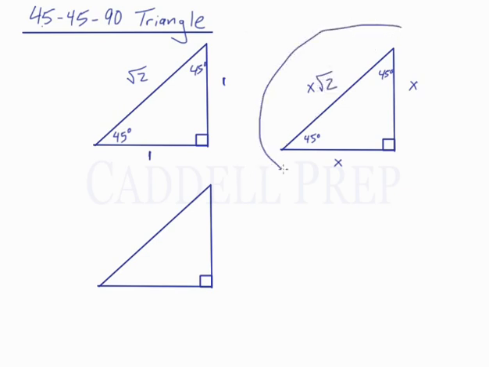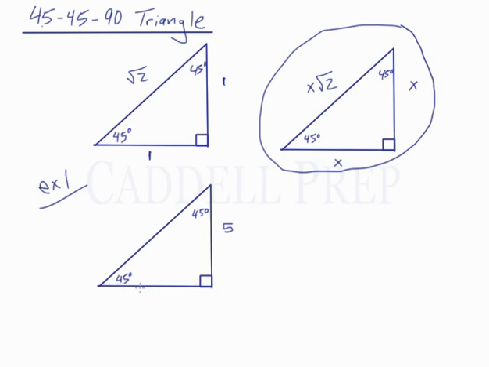So using this knowledge, we could find the measures of any similar triangle, any 45, 45, 90, if we know one of the sides. So for example, call this example 1. If we have a 45, 45, 90 triangle, we know that the measure of this side is 5. We could find the measure of any of the other sides.